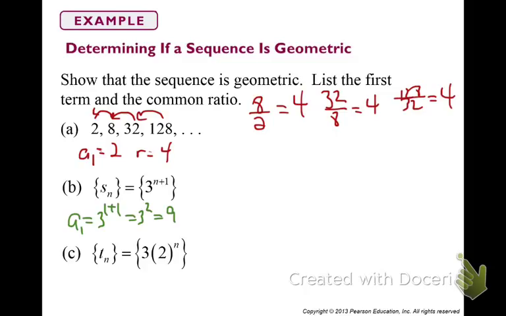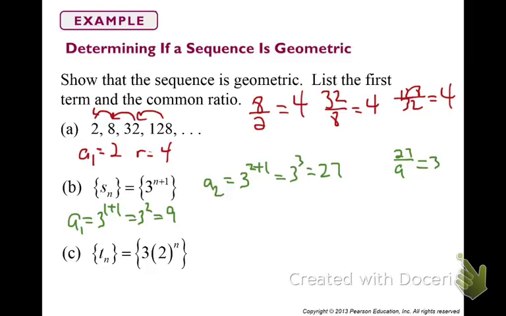Then what do I need to do to find the ratio? I know I need to find the a2. So a2 is going to be 3 to the, what? Yes, 2 plus 1, or 3 to the third, which would be a what? 27. Now, let's divide that out. 27 divided by the 9 is what? Is 3.